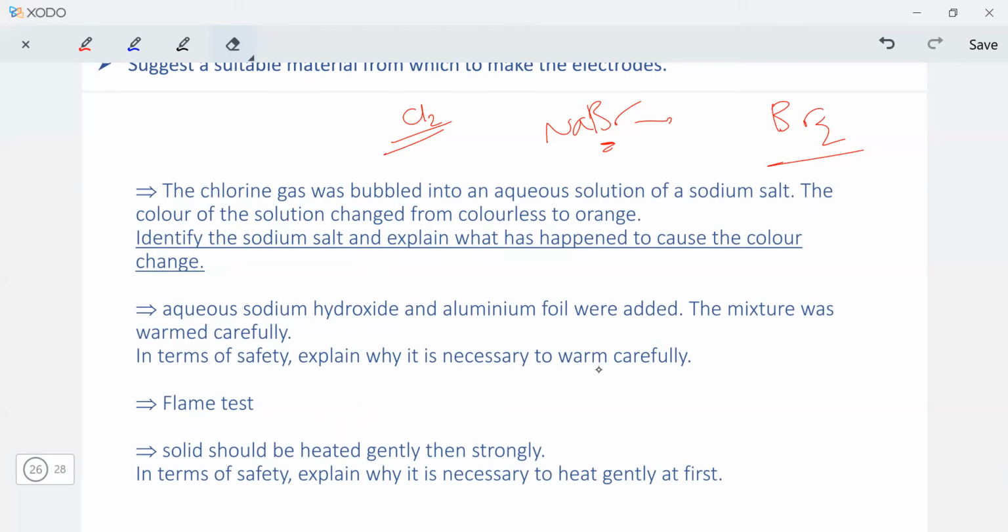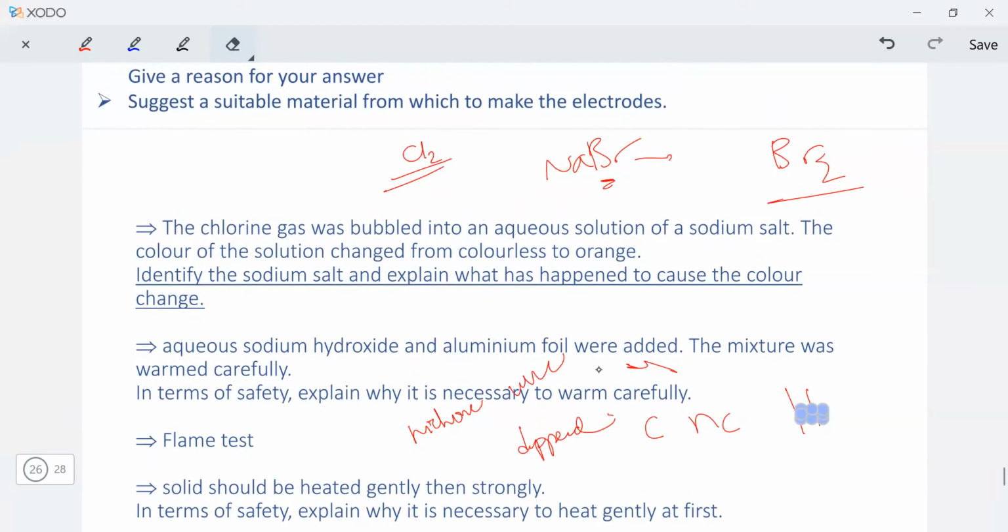Flame test is very important. You have to know how to do a flame test. For a flame test, you have to know to use a nichrome wire dipped in concentrated, and you have to say concentrated, HCl.